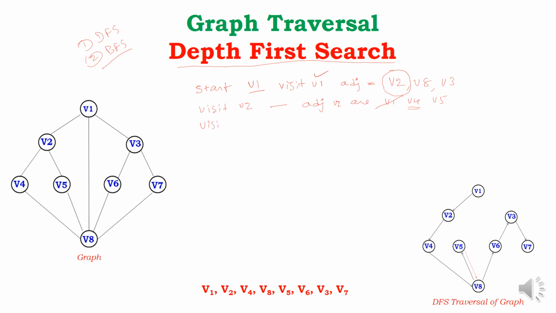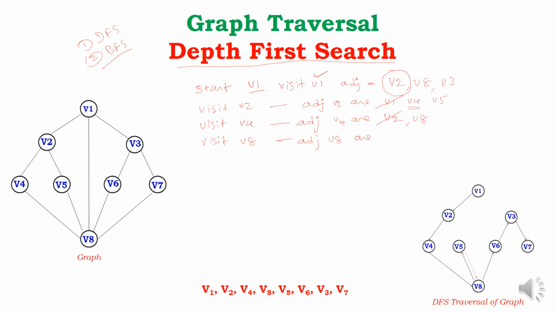Visit V4. Again find the adjacent vertices of V4. The adjacent vertices of V4 are V2 and V8. V2 is already visited, so the only unvisited vertex is V8. So visit V8. Then find the adjacent vertices of V8. What are the adjacent vertices of V8?